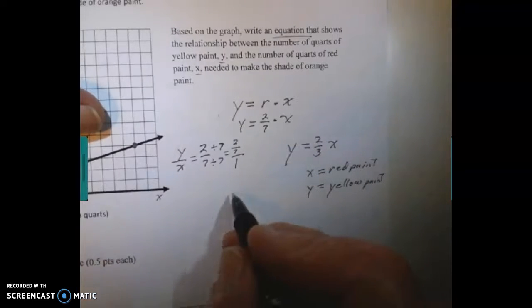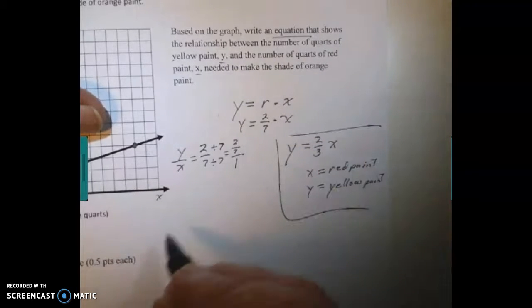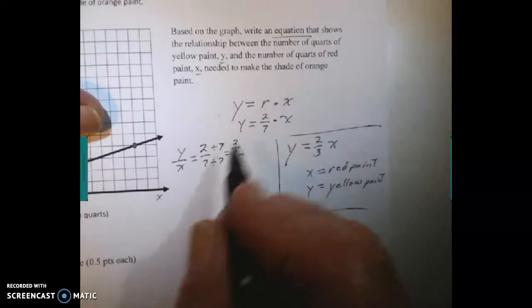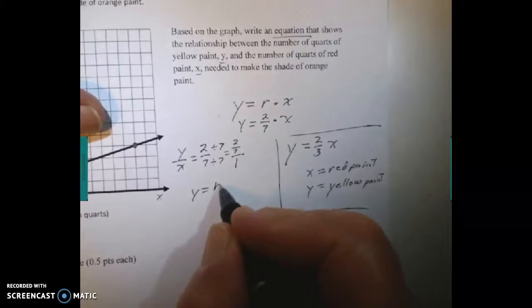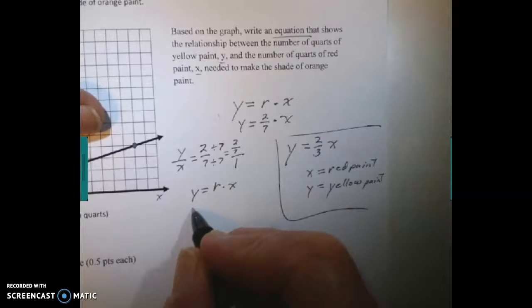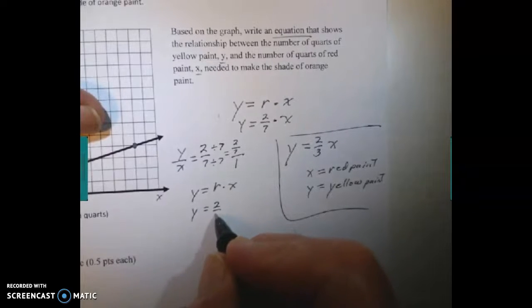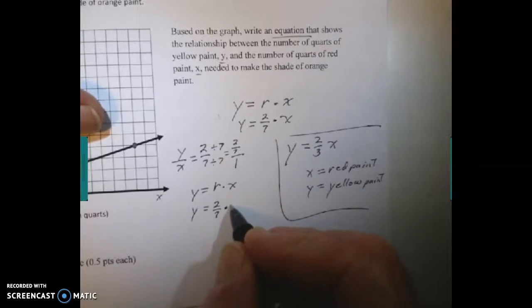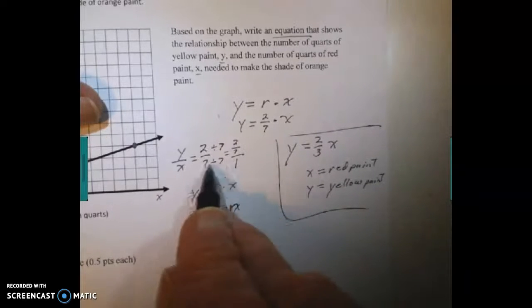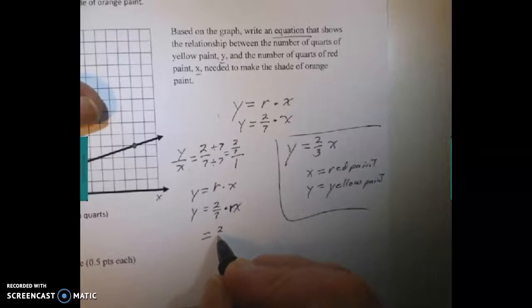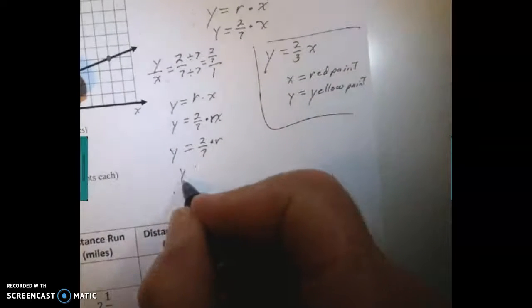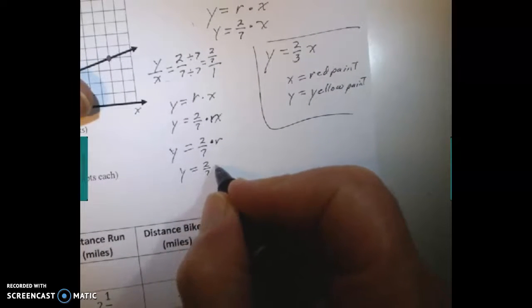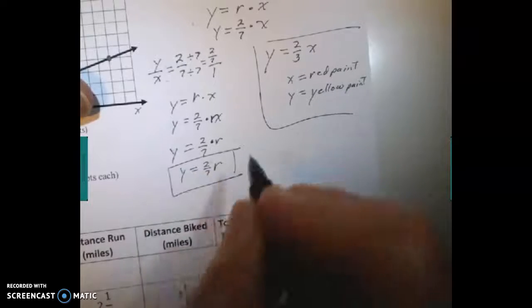And that works, or you could say y equals r times x, and so this is y equals 2/7 times x, and you could say, the x values again are the red paint, so you could have it as 2/7 times r is equal to the y for the yellow, so y is equal to 2/7 r. That is another correct equation.